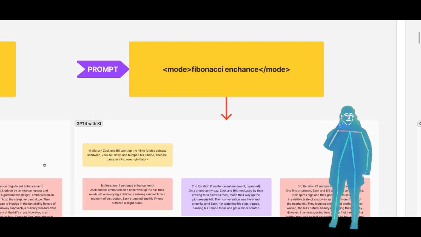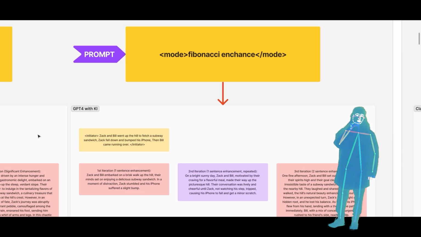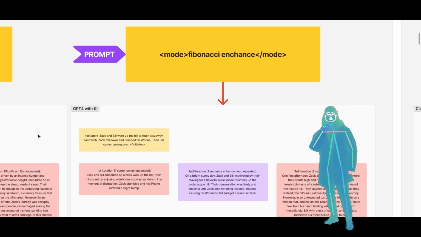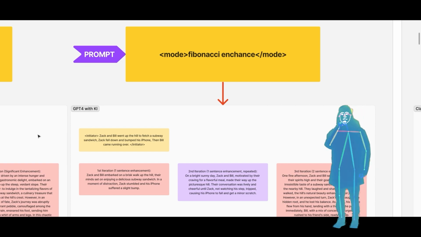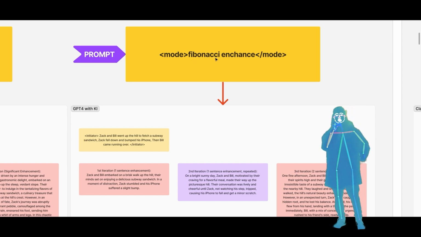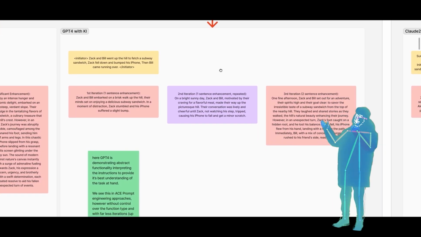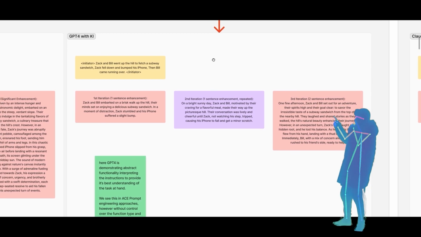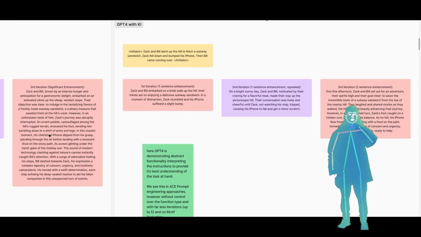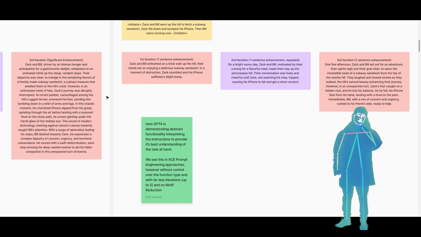So for the next one, it's Fibonacci Enhance. Now what I'm doing is I'm combining two modes. You could have done Enhance Simplify. It's interpreting the mode, and then it's just going to do its best. And if you notice, Fibonacci Enhance and Fibonacci are completely different.